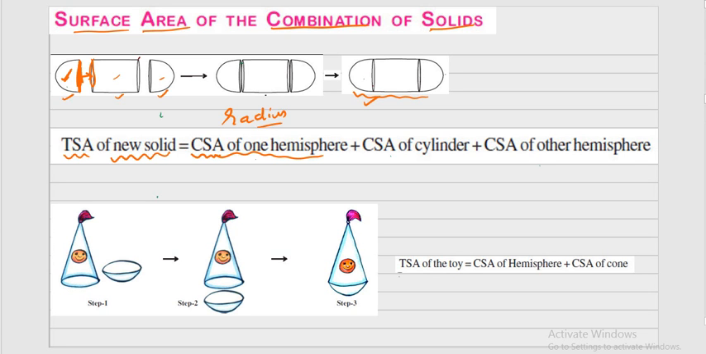And next, coming to this cylinder, when hemispheres are stuck on both the sides, these two surfaces we can't see. If you can't see the top and bottom, that means we cannot take the total surface area of the cylinder.